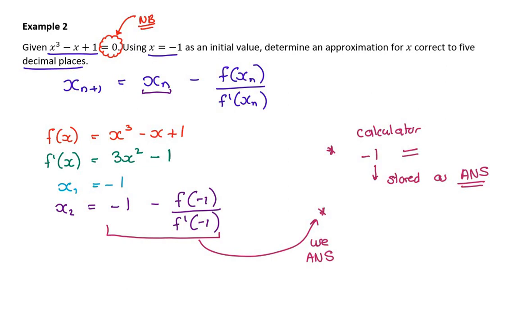So we're going to say on our calculator, we're going to write answer, because negative 1 was the answer, minus, now we need to do f of the answer. So we're going to go answer cubed minus answer plus 1 all over 3 times answer squared minus 1. And then we push equals.